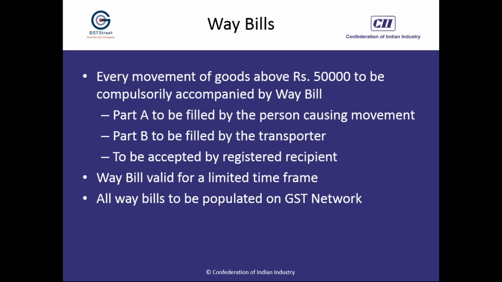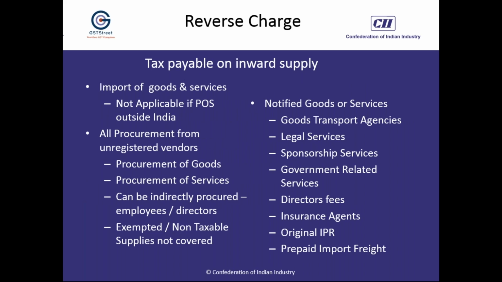Because if they won't accept within a specified time, then that will be treated as a good supply to that unit if the waybill is not cancelled. The waybill is for a limited period, so it depends upon the kilometers, how far the destination is, and based on that there is a time limit specified for the waybill. All the waybills which are generated are available on the GSTN network, and one needs to go and see that.